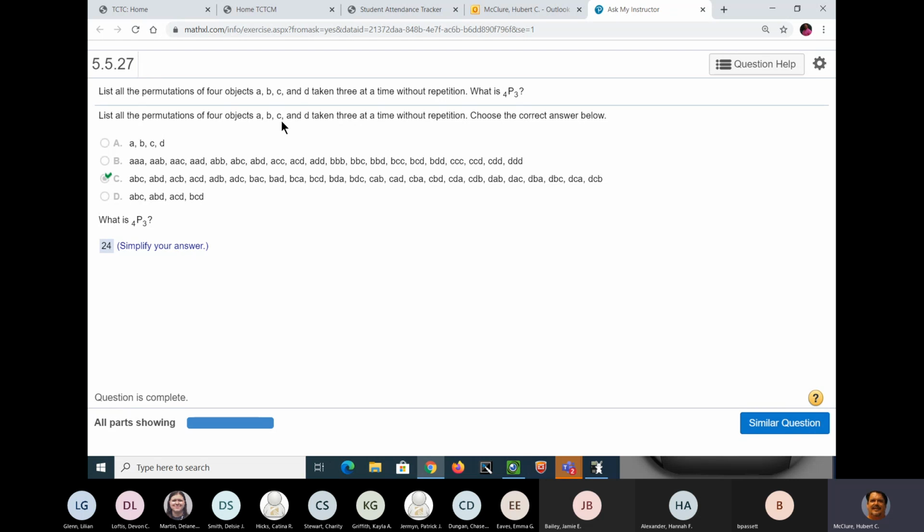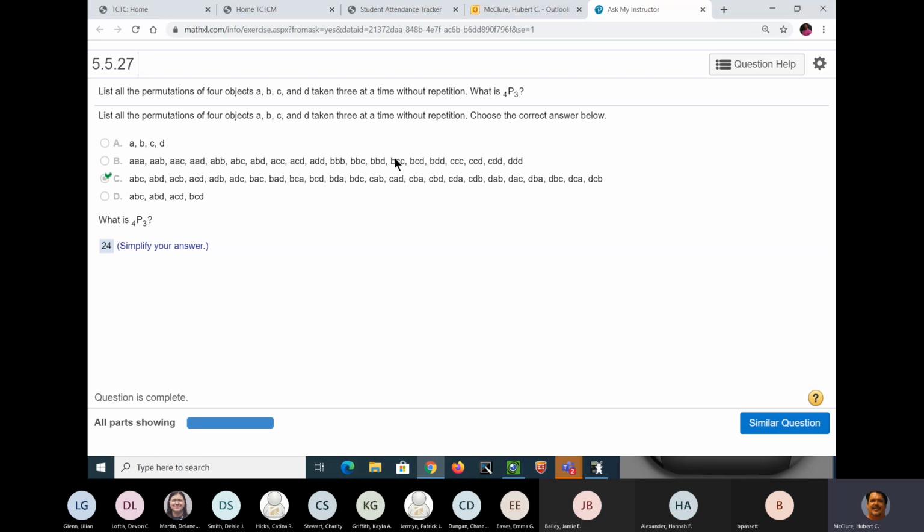And then C, C, A, B, C, B, A, C, B, D, C, D, B. And then D. D-A-B, D-A-C. D-B-A, D-C-A. And I think there may be one more in there that I left out. That's why you got to write them down.